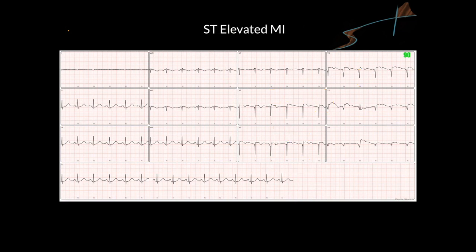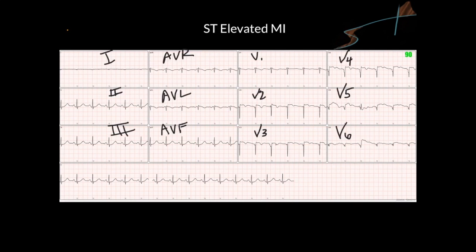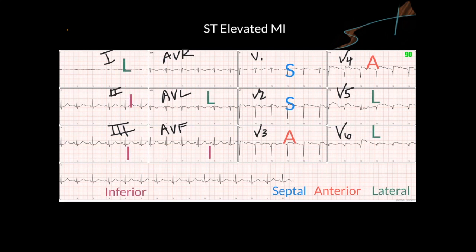As we already discussed, the patterns of the lead changes tells us about the anatomical location of the ischemia, with lead V1 and V2 indicating septal ischemia, lead V3 and V4 indicating anterior wall ischemia, lead V5 and V6, and lead 1 indicating lateral ischemia, lead 2, 3, and aVF indicating inferior ischemia, and posterior ischemia is a downgoing ST segment in V1 to V4.